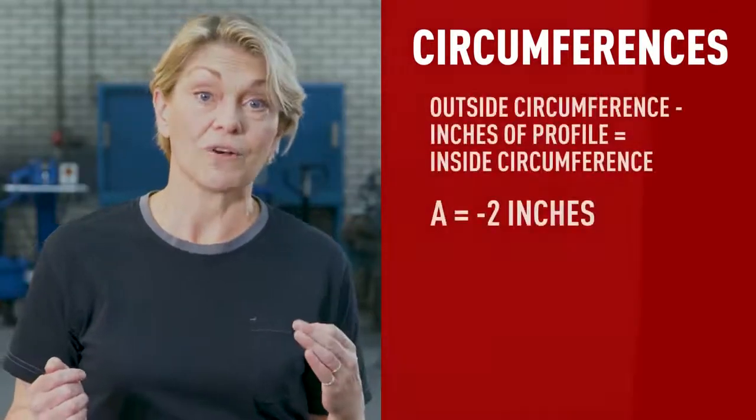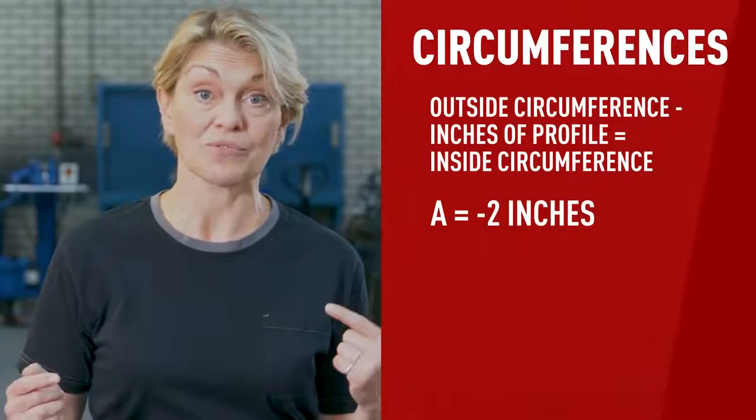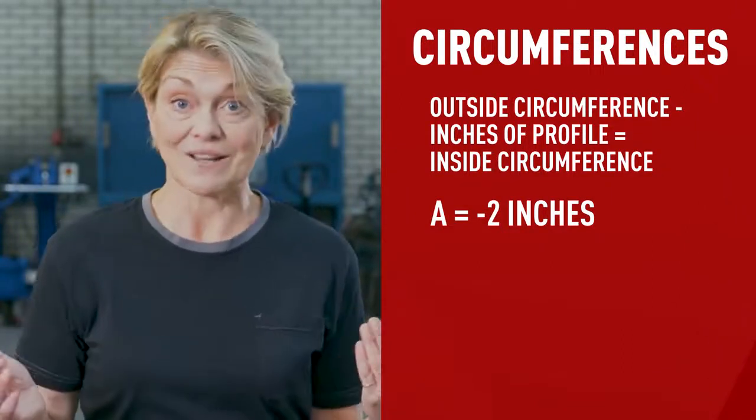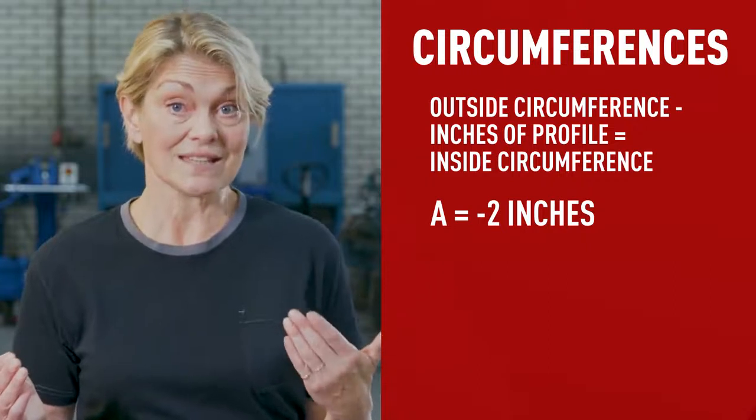But what I just showed you were ways to measure the outside circumference. So, how do we calculate the inside circumference from the outside? Well, we have a general calculation rule that you can follow. If you're dealing with an A profile, take the outside circumference and subtract 2 inches. This number is the inside circumference, its designated size.